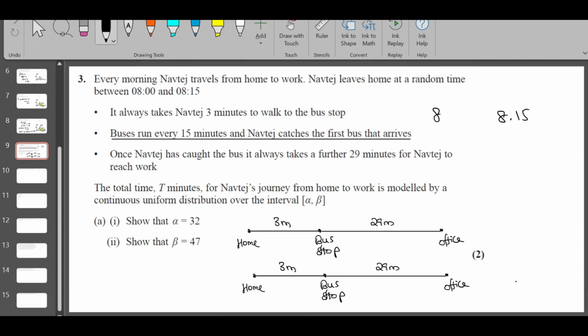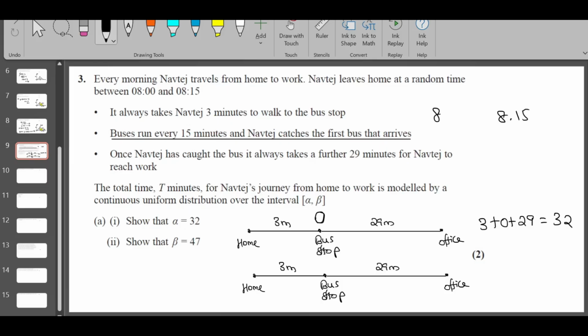He starts from home, reaches the bus stop, 3 minutes. The bus stop, buses run every 15 minutes. So probably when he reaches there, immediately he catches the bus. So the waiting time is 0 here, right? So the total time is 3 plus 0 plus 29 is 32. That's the minimum time taken from home to office. That's 32, right?